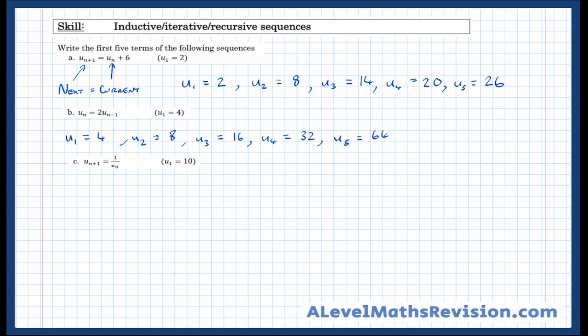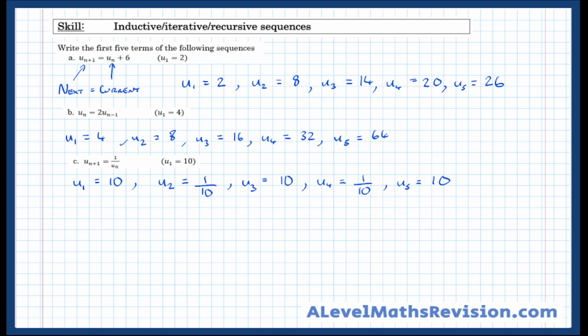So this one here says we get the next term by doing 1 over the previous term. So the first term is 10. So the second term is the reciprocal of that, which is 1/10. The third term is the reciprocal of that, back to 10. The fourth term is the reciprocal of that, 1/10 again. The fifth term is the reciprocal of that, back to 10. So I can see that this pattern is just jumping between 10 and a 10th, 10 and a 10th.